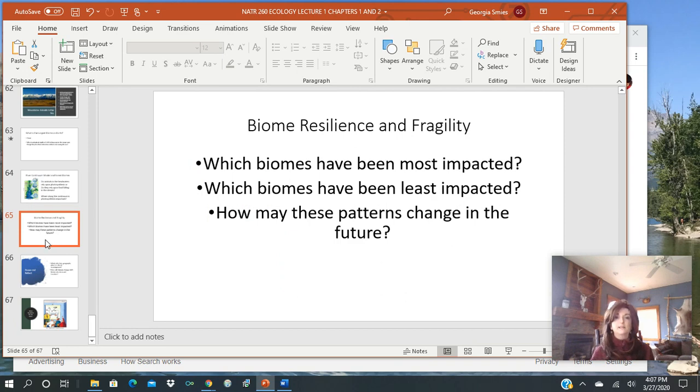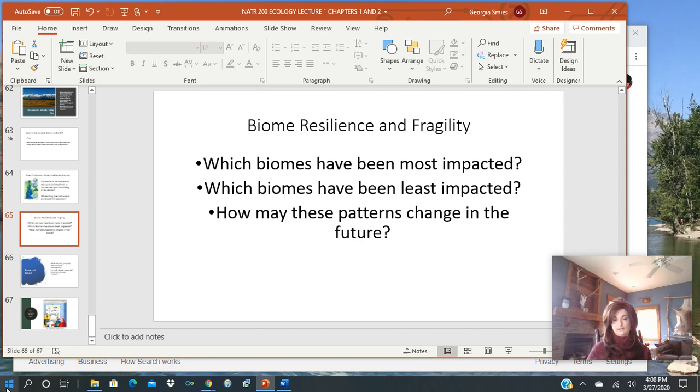The last few concepts here deal with resilience and fragility. All right, two different ends of the spectrum. You can have ecosystems or biomes that are incredibly resilient. They can get hammered, dredged, drained, fire can move across them, and they can bounce back, right? We have others that cannot tolerate any impact at all.